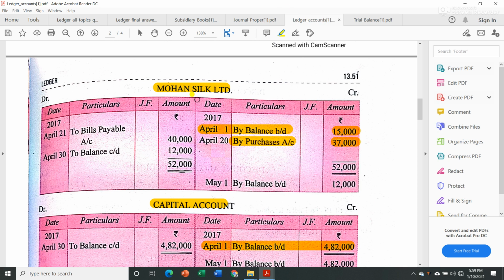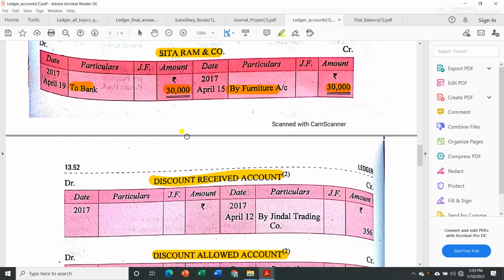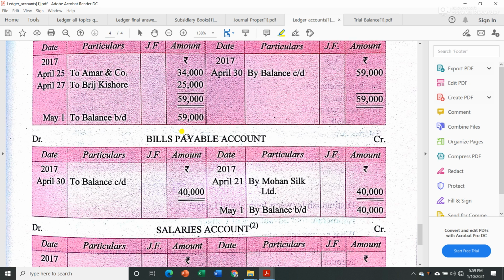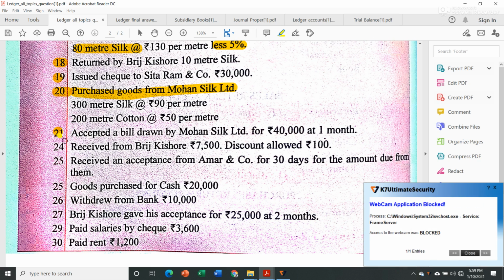Now let's make a ledger entry in Mohan Silk Limited. Here we will write to bills payable account 40,000. Now next we have bills payable account. Since we haven't made a bills payable account yet, we will make it now. Here bills payable account, and we will write by Mohan Silk Limited 40,000.